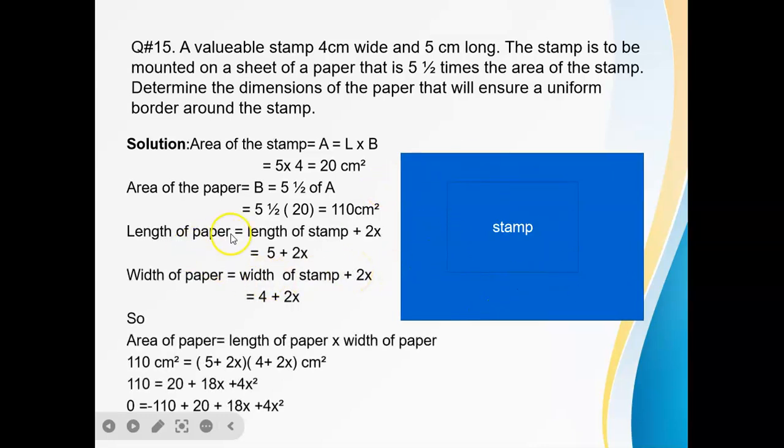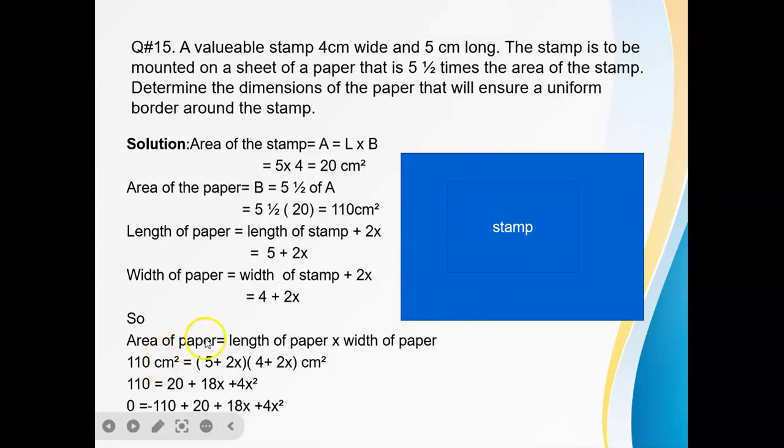Now the length of the paper is length of the stamp plus 2x. Because after the length of the stamp there is distance x on both sides, x on one side and x on the other side, so the equation will be 5 plus 2x, the length of the stamp plus 2x. Similarly, width of the paper is equal to width of the stamp plus 2x. The width of the stamp was 4, and 2x comes from keeping the distance x and x identical on both sides.